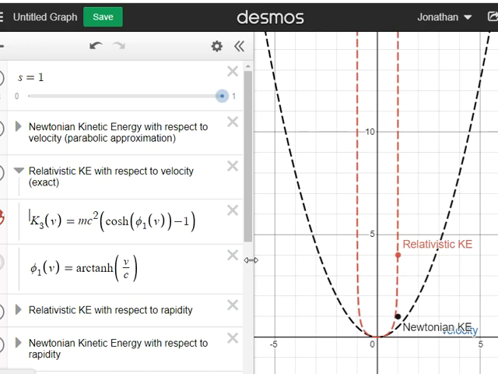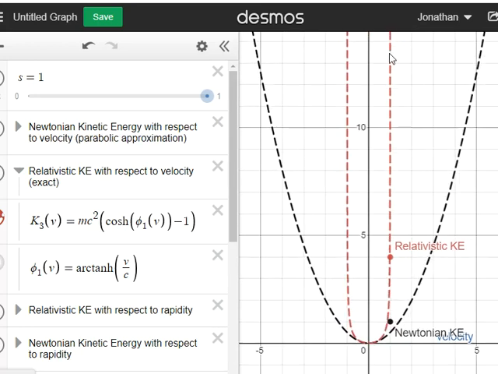And when you have that formula in there, it asymptotically approaches infinite kinetic energy at a velocity of the speed of light.